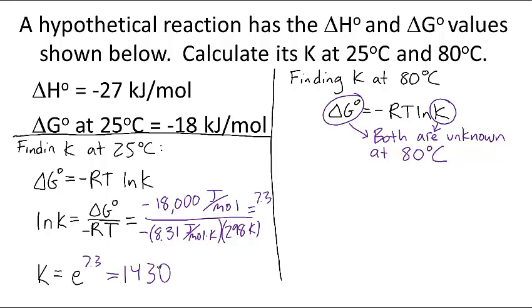Okay, so what questions do you have about that part? Finding k at 25 degrees Celsius. I came out with 0.0076, but maybe I was supposed to multiply that by 100, and that would have gotten me 7.3. I don't know where. Yeah, so if you came up with 0.0073 for a natural log of k, that's because you didn't change kilojoules into joules. Yep.